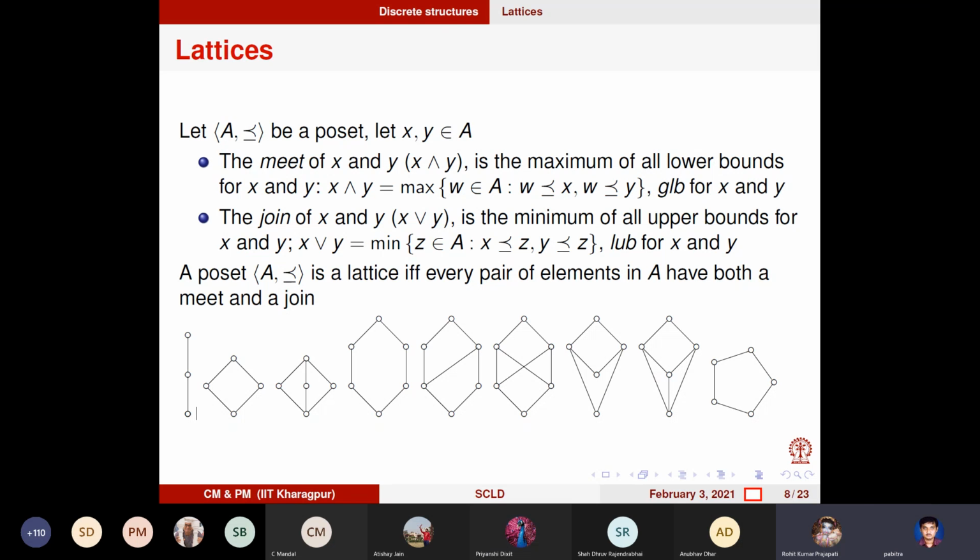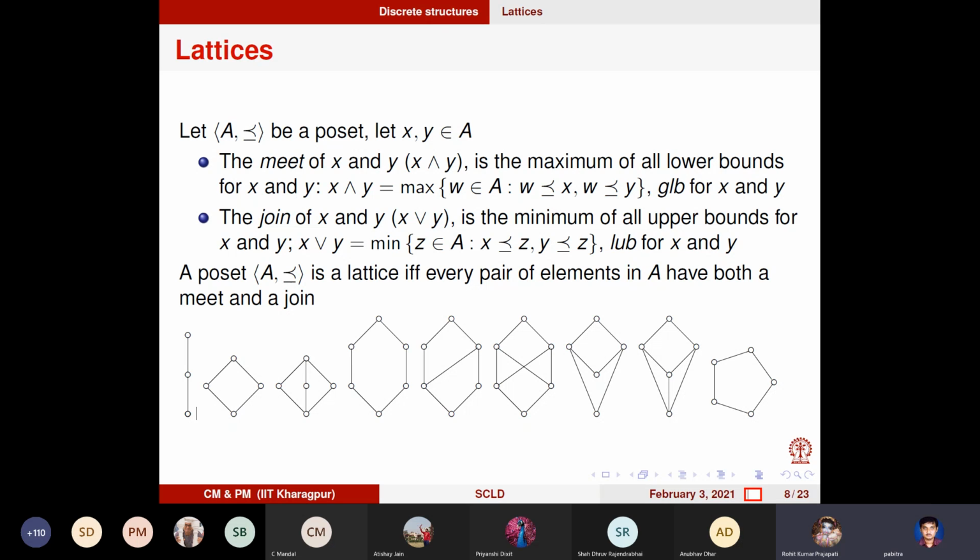3 is not part of the lower bound set, because the lower bound set has to be lower than both 3 and 4, both 4 and 5. Yes, sir. So 3 is lower than both. No, it has to be both, an and condition.